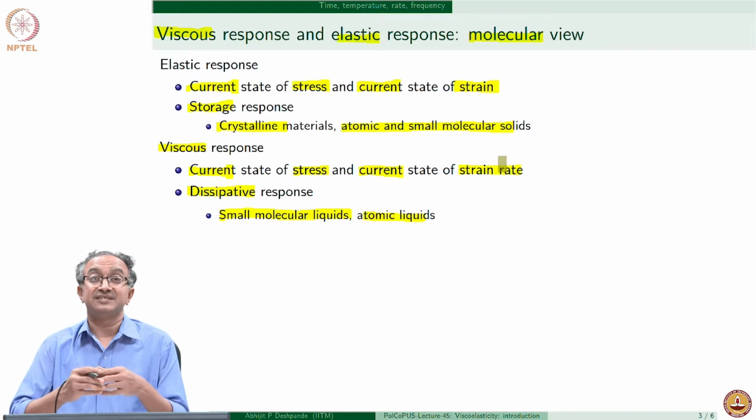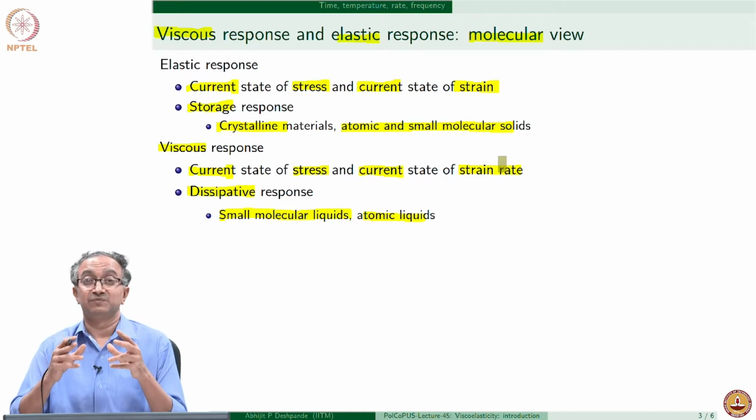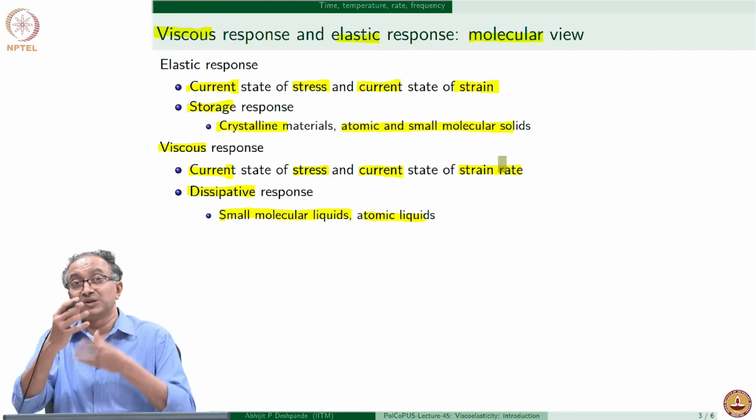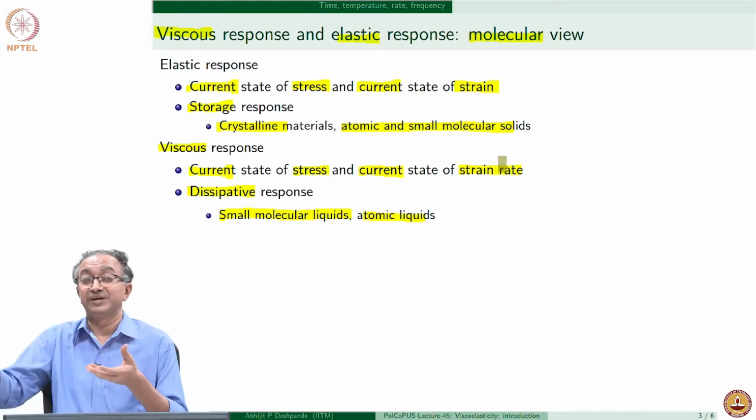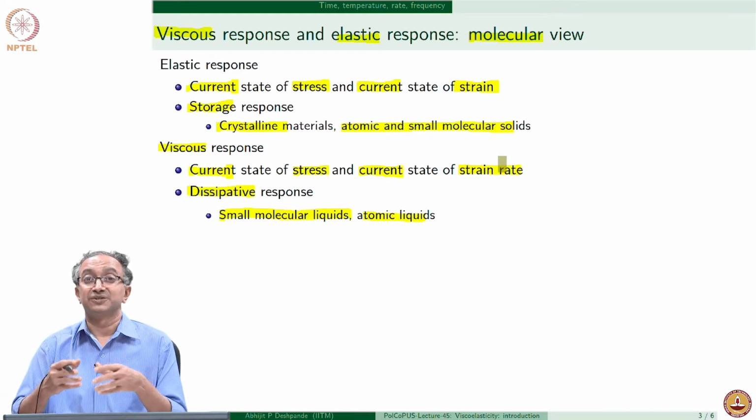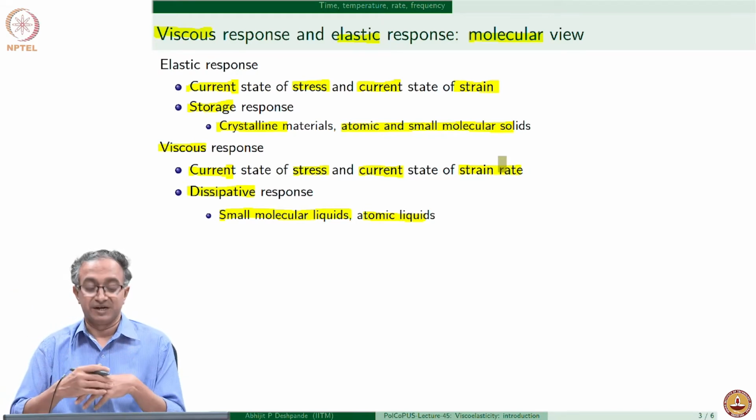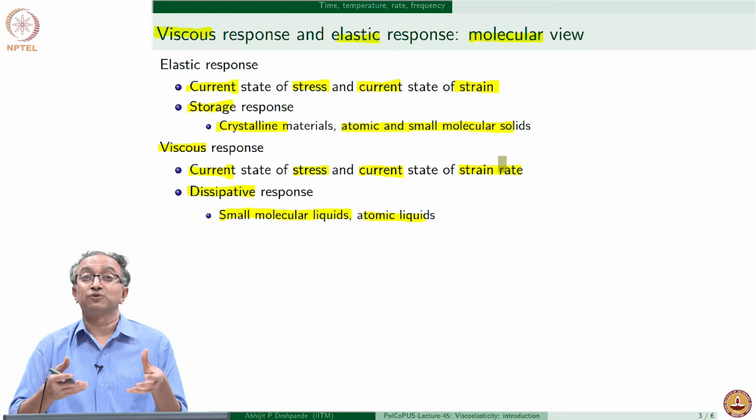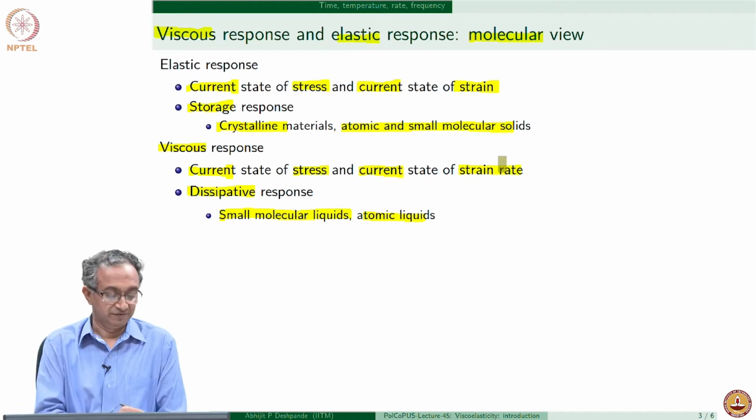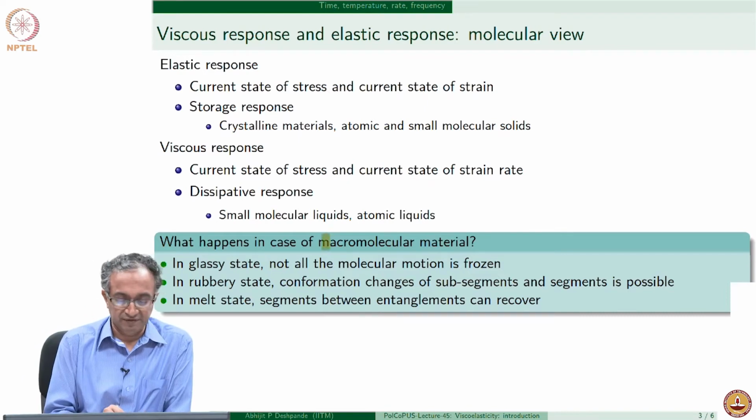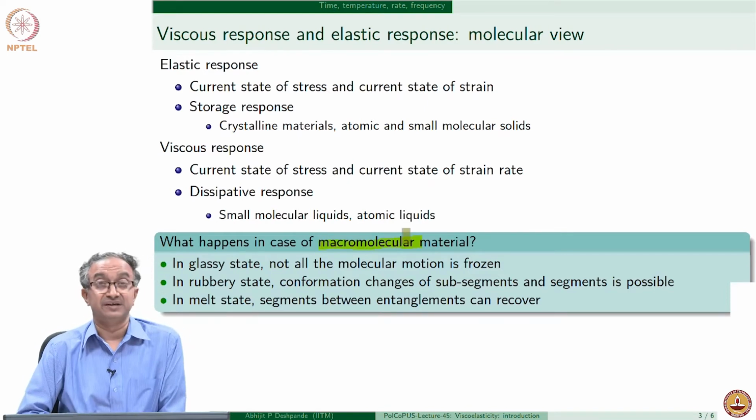In the case of elasticity, it is only the displacement which counts. In this case, since the displacement is happening continuously, with molecules randomly going around and flowing, it is the relative rate of displacement between molecules which leads to dissipation, and that is what matters. So this is a molecular view for small molecules. Now, if we have a macromolecular system, what can be the features? That is something for us to think about. What happens when we have a macromolecular material?